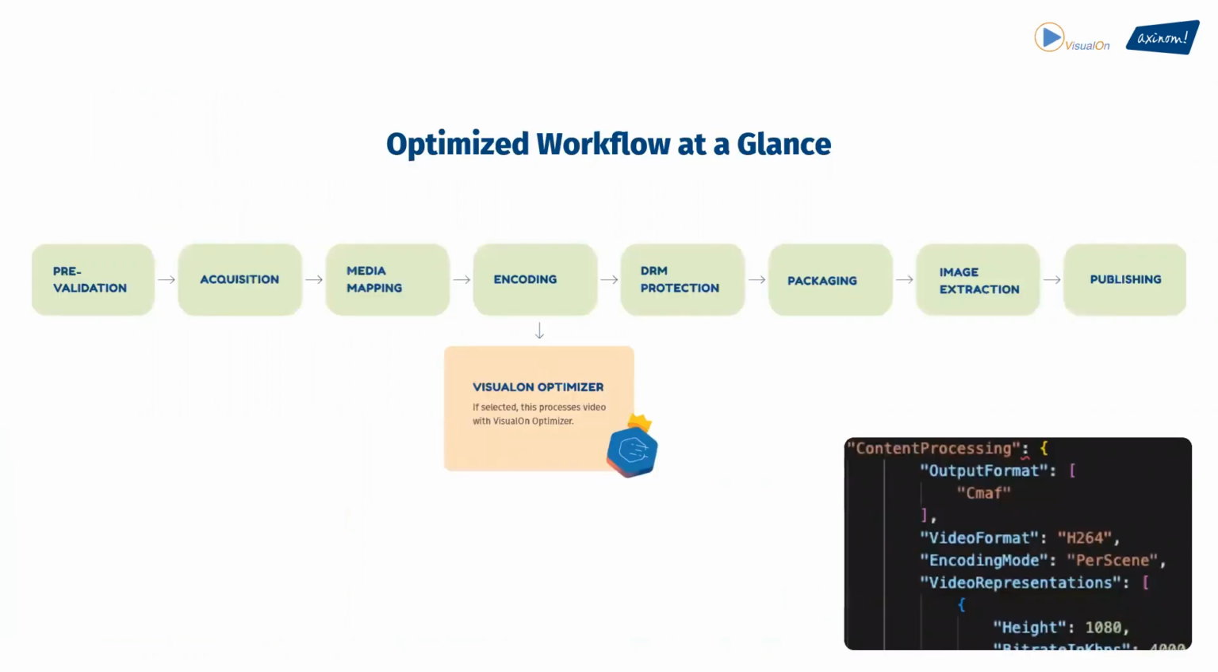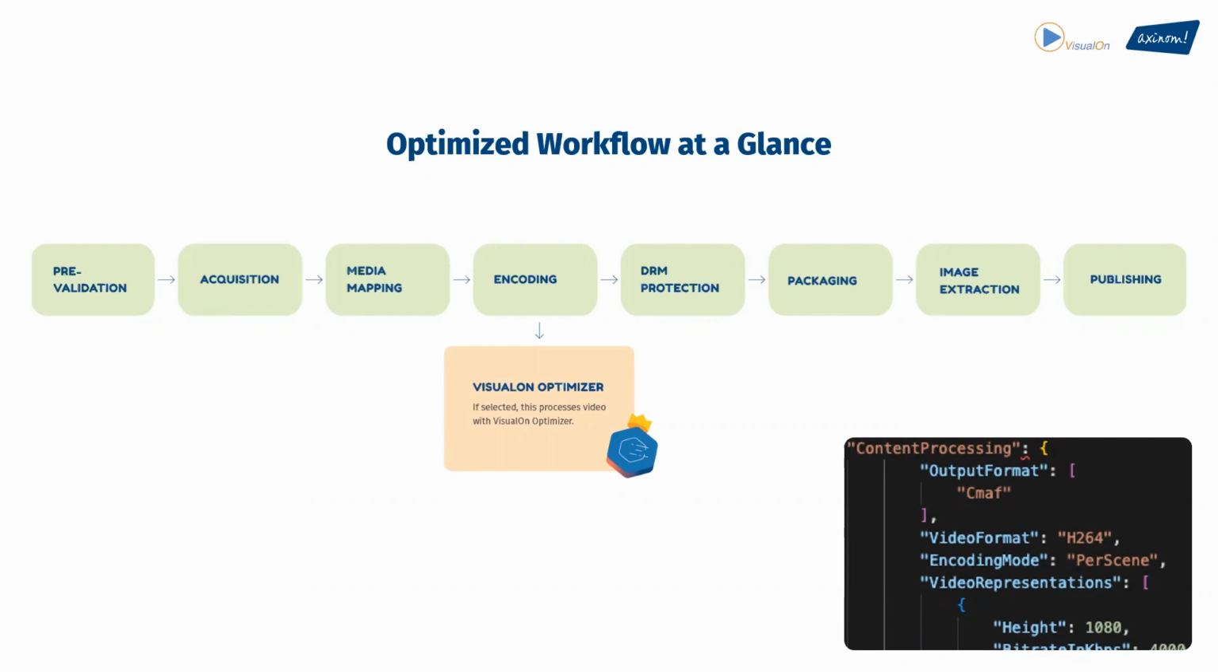All right, now let's have a look at the optimized workflow. You may have asked yourself how much this workflow changes when you use per scene encoding if you have been using Axinom Encoding already before. Good news is that there's not much change. All the steps essentially stay the same. There's the pre-validation, acquisition, media mapping, encoding, DRM protection, packaging, image extraction, and finally the publishing step. During the encoding step, this is where VisualOn Optimizer will be leveraged if you choose to do so.